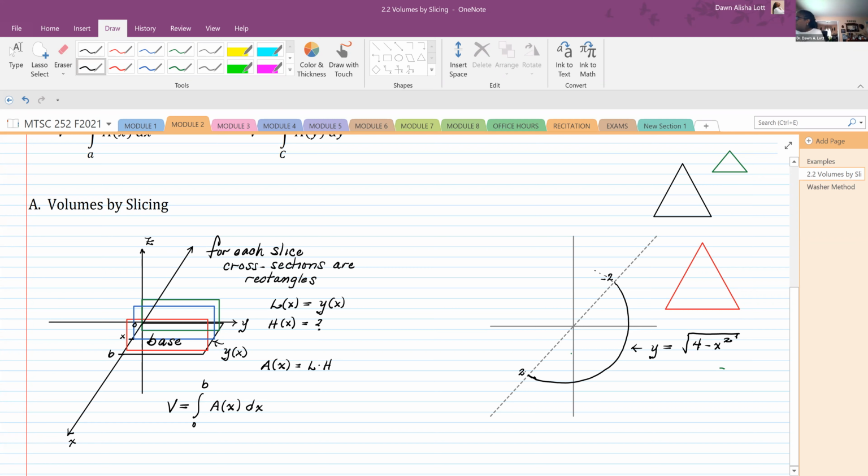And so the problem may say that this base is inside or underneath the curve y is equal to the square root of 4 minus x squared. That's what the base is. And the cross sections perpendicular to the x-axis are triangles. So at any given x, the cross section, as you can see, I can put a triangle here. And then this one goes here.